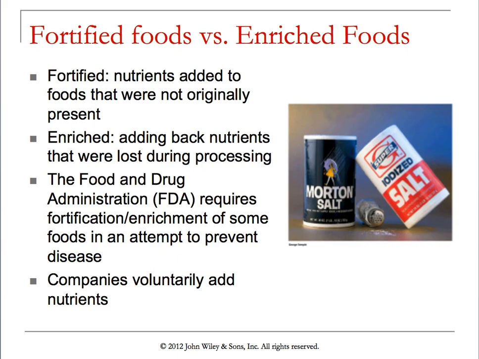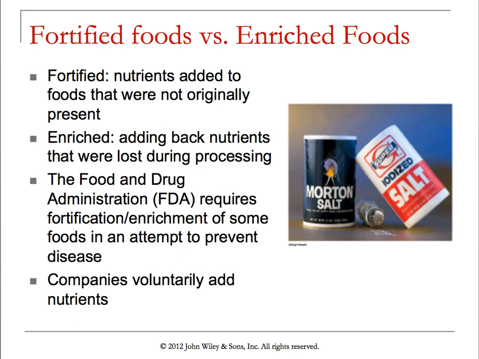Now, an example of enriched foods, you may have seen like enriched white bread or other grain products. When grains in particular are processed to make a food like bread, during that processing, a lot of the vitamins and minerals are stripped from that grain during processing. And so the enrichment process adds back those vitamins and minerals that were originally present in the grain back into the finished bread product, right? And this is an example of companies voluntarily adding nutrients. It's not something that they have to do, but many do it.